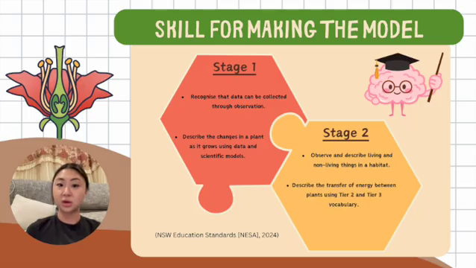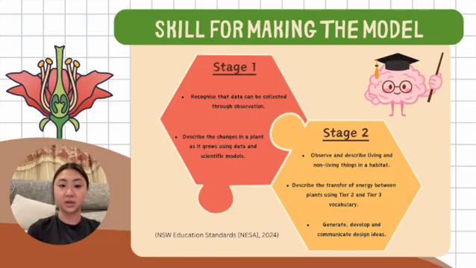Students also learned to describe the transfer of energy between living things using Tier 2 and Tier 3 vocabulary such as producer, consumer, and energy flow. This expanded their use of scientific language and improved their ability to explain relationships between living things. These skills carried directly into the flower model project as students were already confident in observing structures and identifying changes with accuracy.